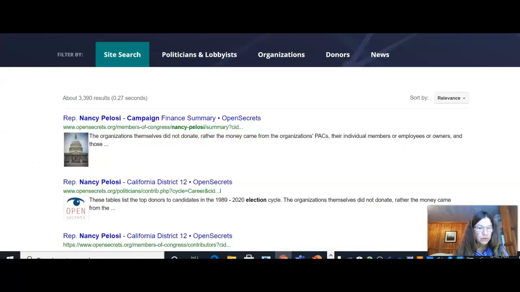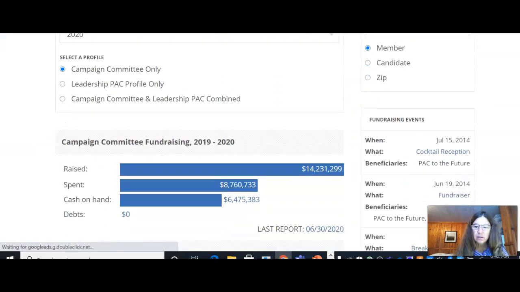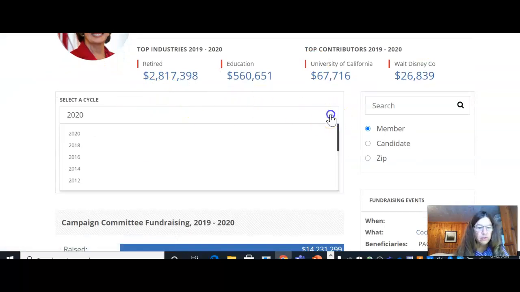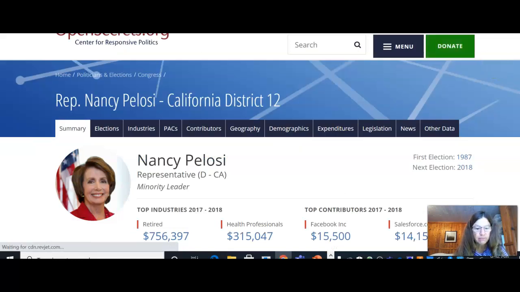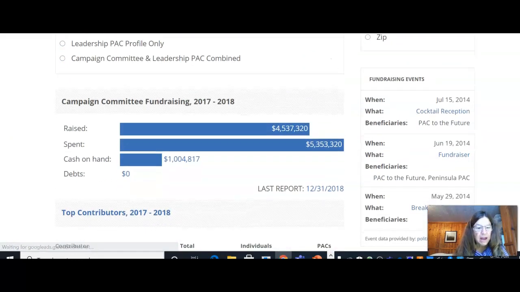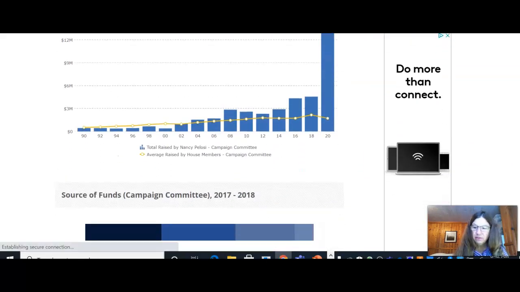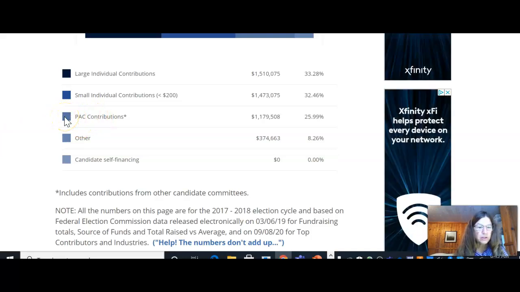I went to Open Secrets. I looked up Nancy Pelosi. She's Speaker of the House right now. And I was able to find information about her campaign. Now, if you look over here, you can see where the year is set. So for my example, I'm just going to go to 2018. I can see her PAC contributions right here. I can go down the page, see some more PAC contributions here.